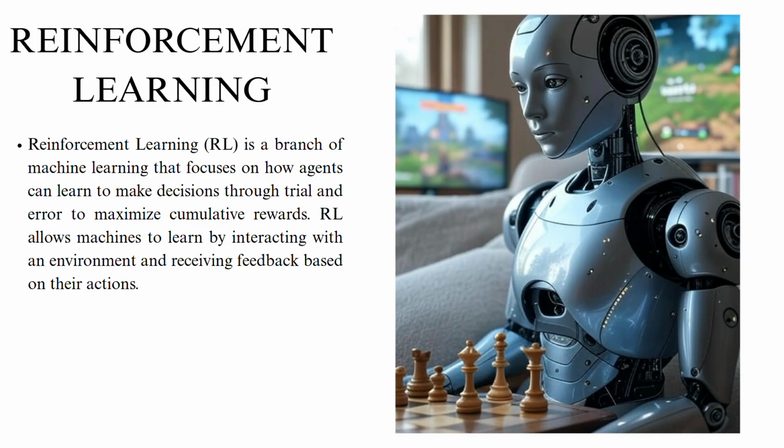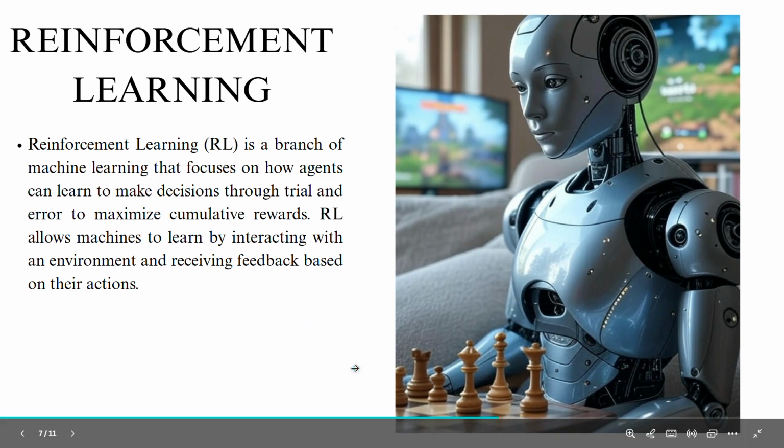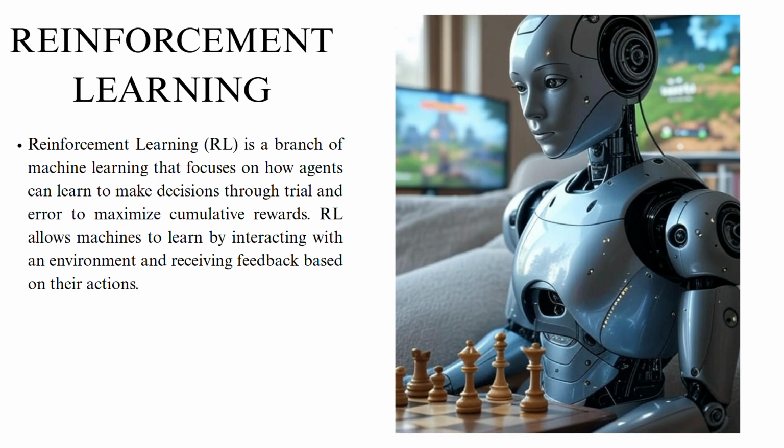Let's understand it with a chess example. Imagine a robot is learning to play chess. At first, it doesn't know the rules. It moves randomly and loses, but every time it wins a small part of the game, like taking the opponent's piece, it gets a reward point.